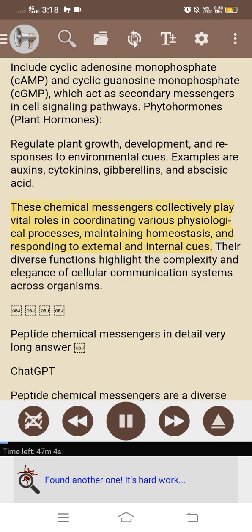These chemical messengers collectively play vital roles in coordinating various physiological processes, maintaining homeostasis, and responding to external and internal cues. Their diverse functions highlight the complexity and elegance of cellular communication systems across organisms.